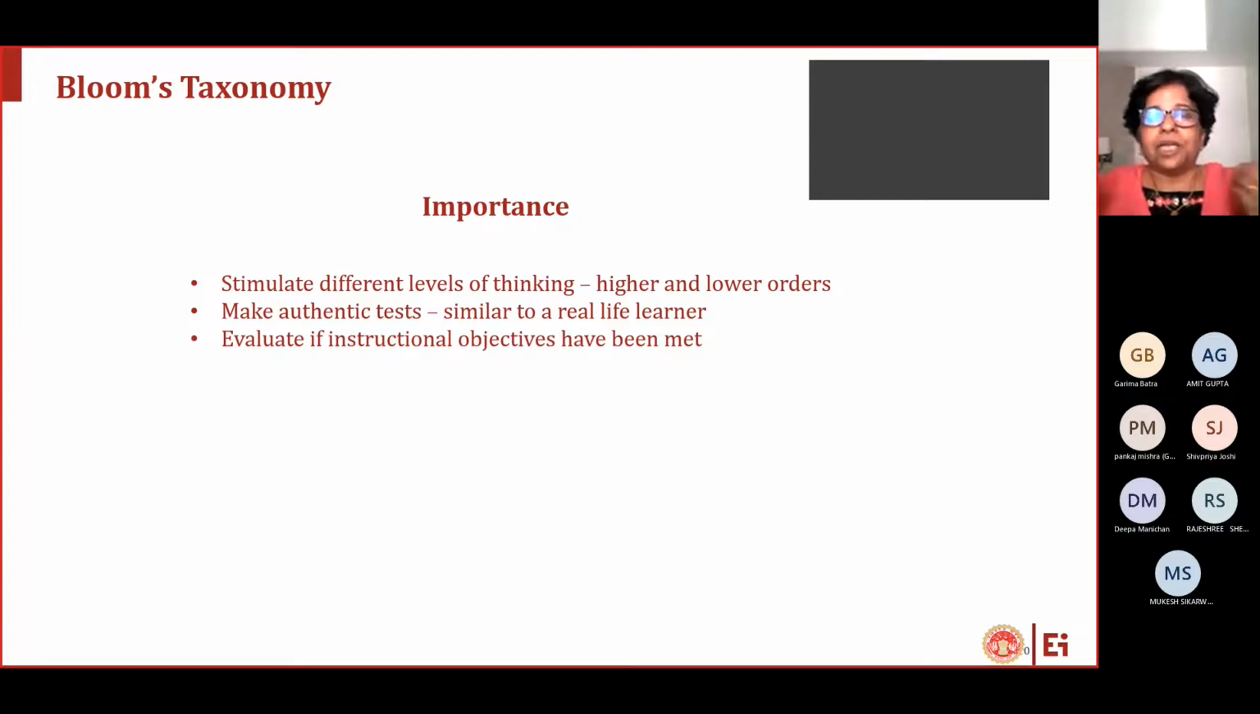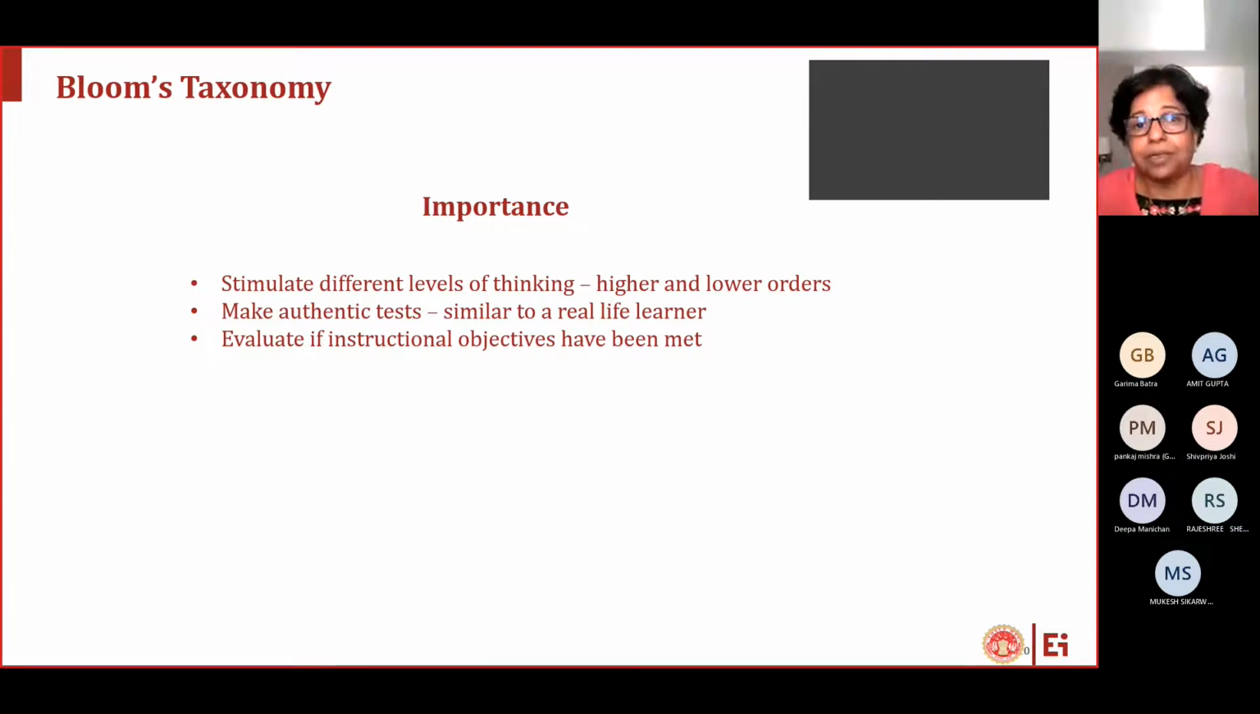In real life, the child will not come across only situations where they have to recall. There are situations where they have to analyze. They come across situations where they have to evaluate between different things, where they have to apply their knowledge. So to imitate real life, to make the test more authentic, it's important to have a balance of these skills.